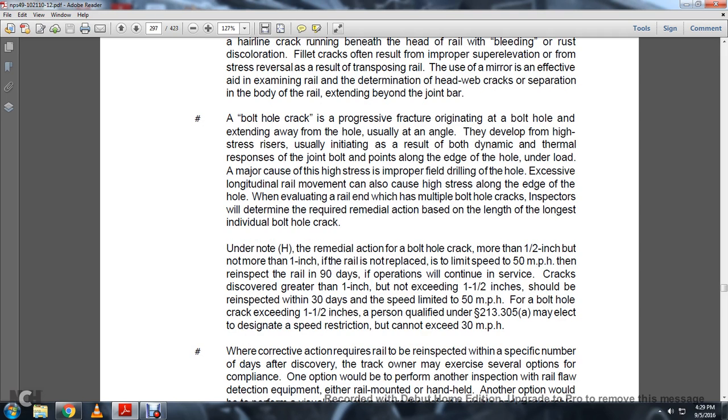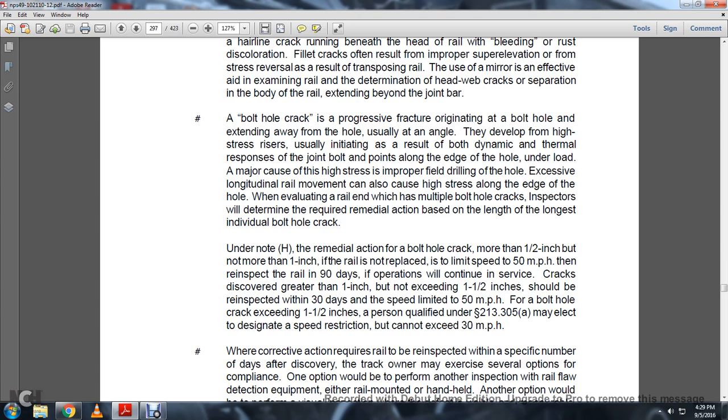A bolt hole crack is a progressive fracture originating at a bolt hole and extending away from the hole at an angle. It develops a high stress riser, usually initiating as the result of both dynamic and thermal response with the joint bolt points along the edge of the hole under load. The major cause of high stress is improper drilling or reaming of the hole. Excessive longitudinal rail movement can also cause high stress along the edge of the hole.